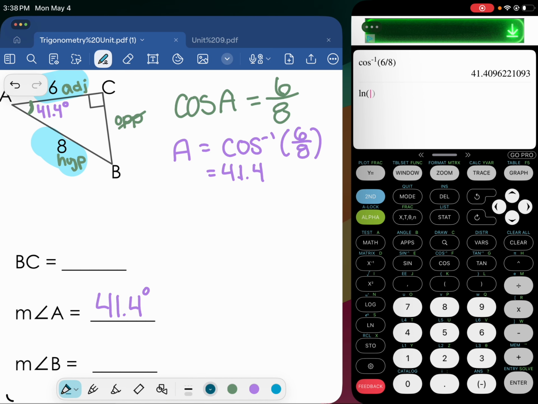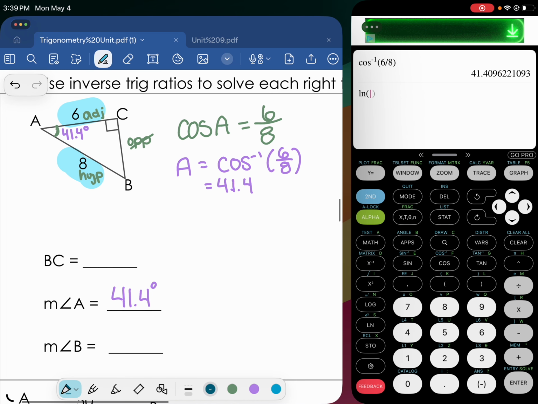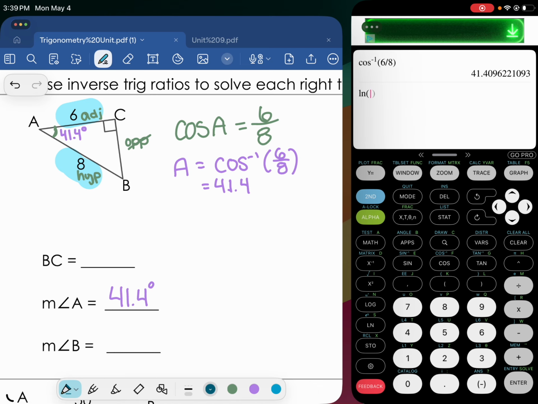And then, now that I know one of my angles, to find angle B, I would take 180 minus 90 minus 41.4. That's 48.6.